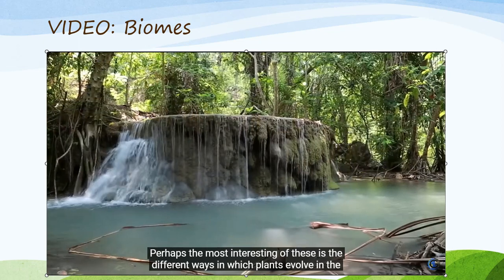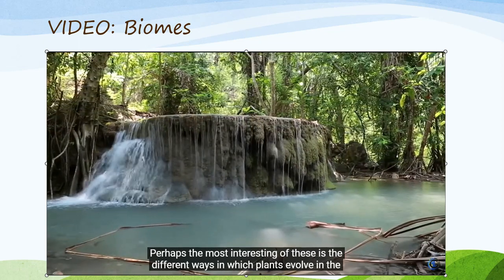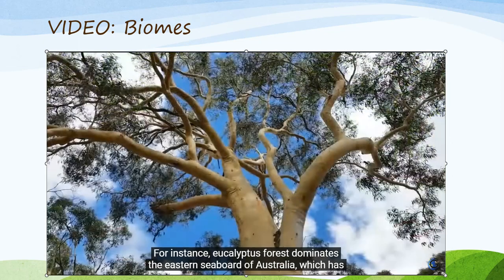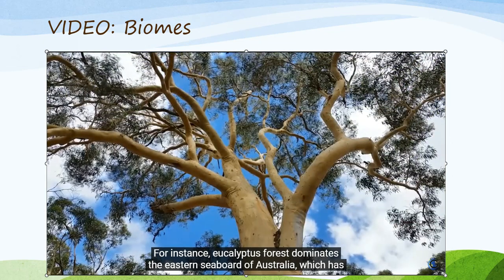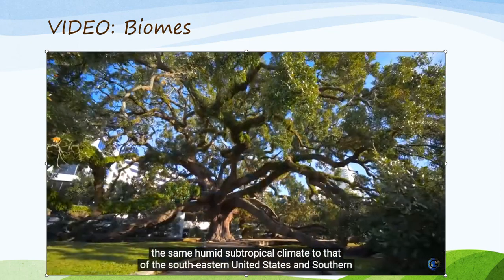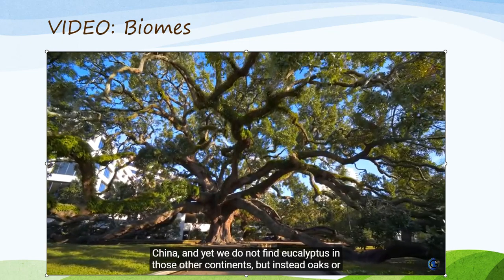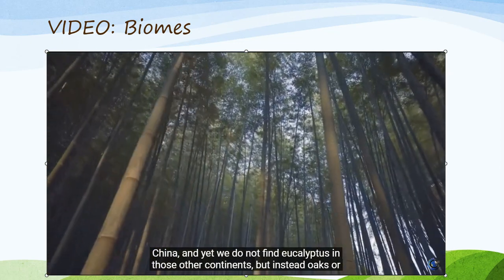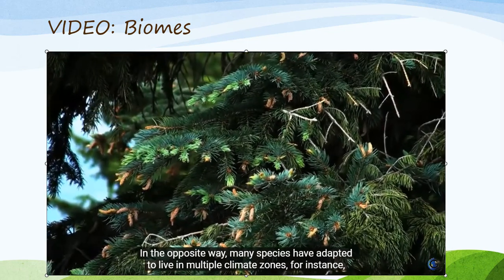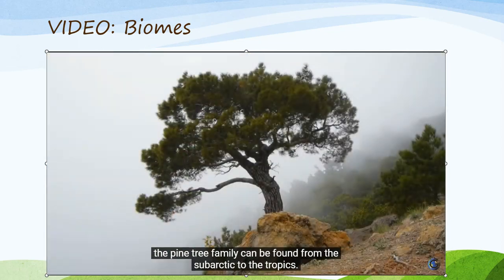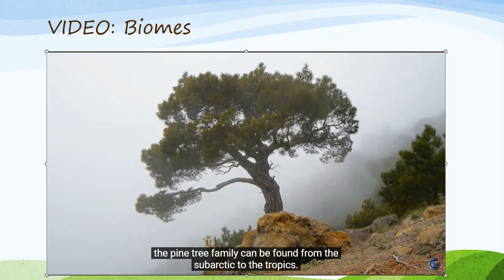Perhaps the most interesting of these is the different ways in which plants evolve in the same climate types, but isolated on different continents. For instance, eucalyptus forest dominates the eastern seaboard of Australia, which has the same humid subtropical climate to that of the southeastern United States and of southern China, and yet we do not find eucalyptus in those other continents, but instead oaks or bamboo. In the opposite way, many species have adapted to live in multiple climate zones. For instance, the pine tree family can be found from the subarctic to the tropics.